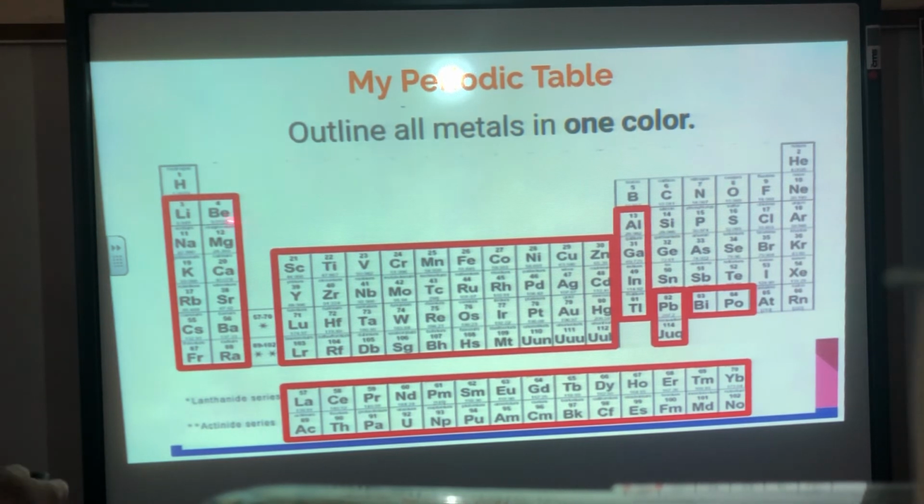So, metals are in red or whatever color you choose, but it has to be the same colors. Make sure you get them all, okay? These over here, Po right there, Bi, all these. And these down here, these are also metals.